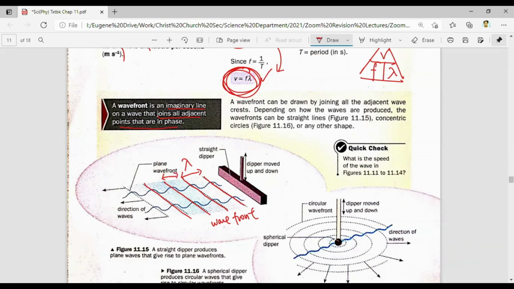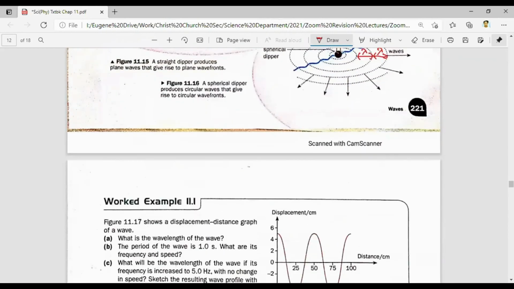This is another wavelength. Okay, so three wavelengths here, because from one wavefront to the next. Circular ones are also possible. So from here to here, this is one wavelength. Here to here is another wavelength. So these circular rings are also known as your wavefronts. So a wavefront is not only straight lines like this, it could also be circular ones.